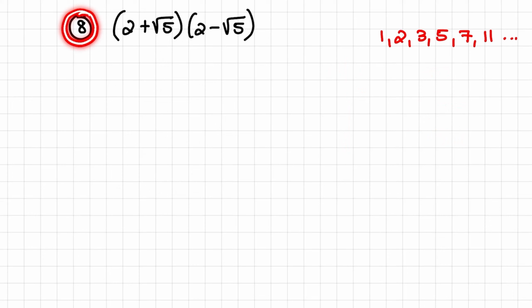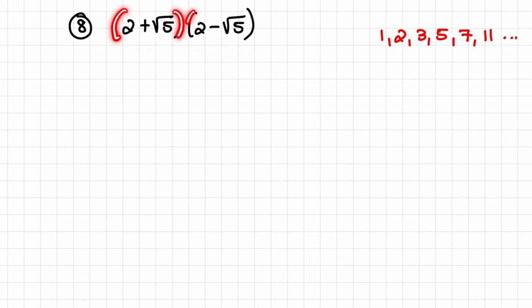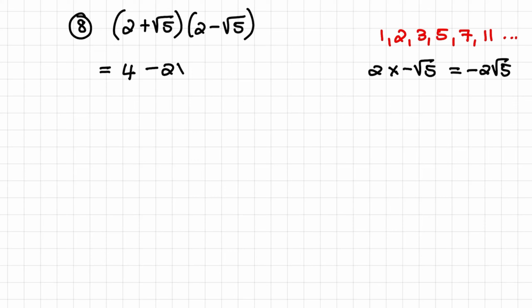So let's move on to our next example. And here we'll multiply 2 radical expressions by one another. So to remove the brackets, what I need to do is multiply the first term with every term in the second bracket. So that will be 2 times 2, which is 4, and 2 times negative square root 5. So it's negative 2 square root 5.